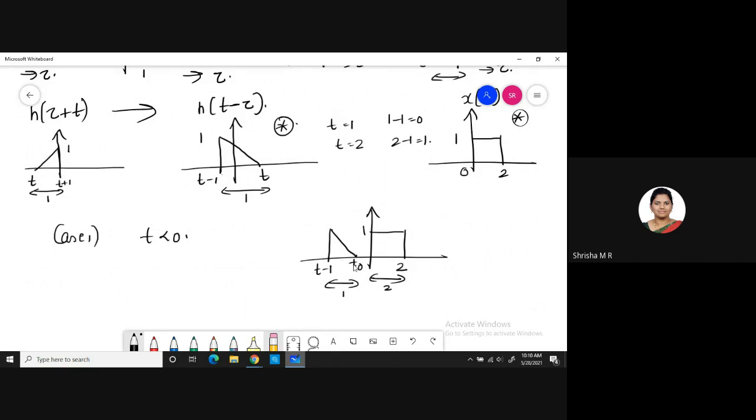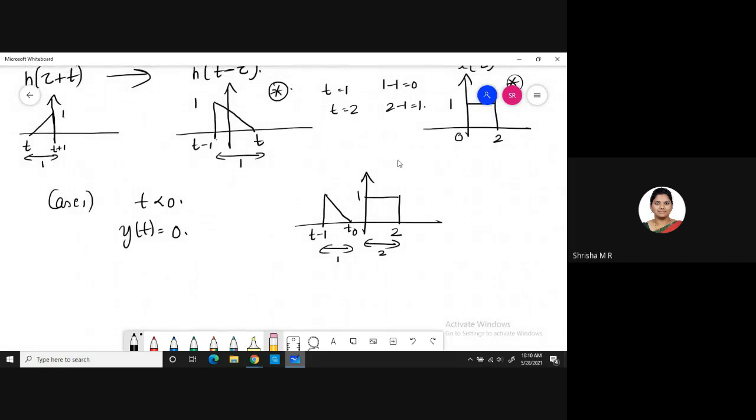So what is the overlapping space? This is of 1 unit. Okay. This is of 2 units. So what is the overlapping space? There is no overlapping space. So y of t is equal to 0. Got it? It is clear? Why are you guys silent? It's clear. Yes, ma'am. Now go to case 2.